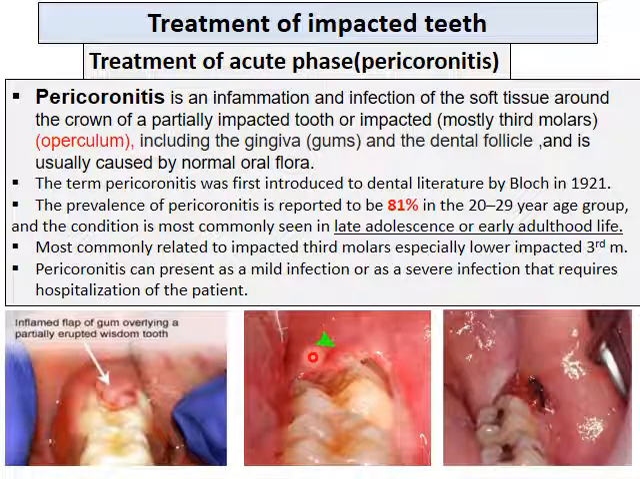Most commonly related to the impacted third molars, whether upper or lower, but mostly associated with the lower impacted third molars. Pericoronitis might be presented as a mild infection or severe infection.